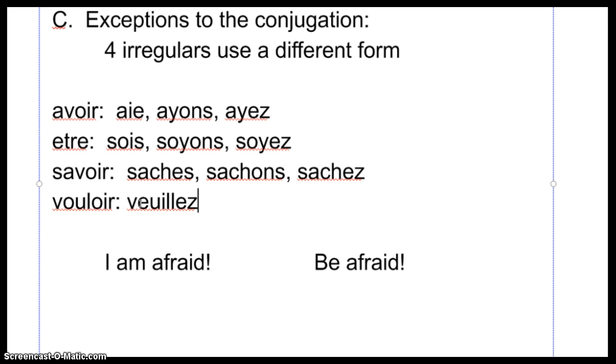So these forms, don't let them freak you out. It's still just the imperative. It's just that if you're going to make the imperative with these verb forms, with these infinitives, you have to use this form. So let's take a look at this sentence. I am afraid. That is first person singular, present, indicative, active. I'm making a statement that I am afraid.